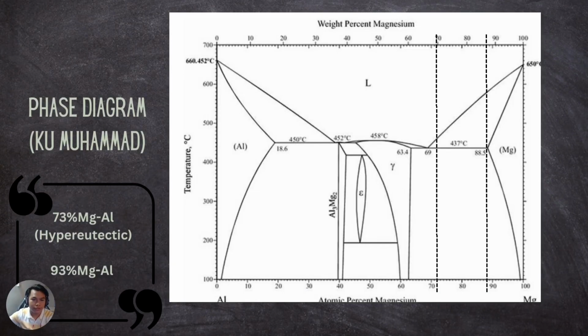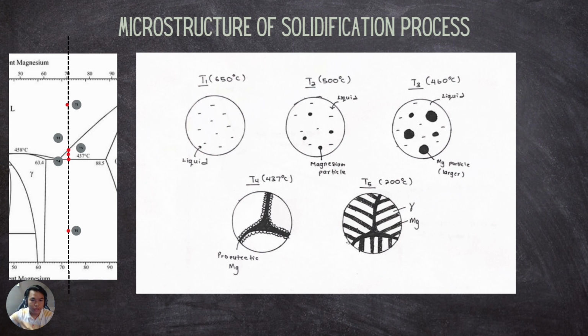So next for the phase diagram, I will discuss 70% magnesium and 93% magnesium. So this is the microstructure of the solidification process for 73% magnesium. At a temperature of 650 Celsius, all of the microstructure is liquid. Upon reaching 500 degrees Celsius, the magnesium will start to solidify, and while undergoing further cooling, the magnesium particles will become larger.